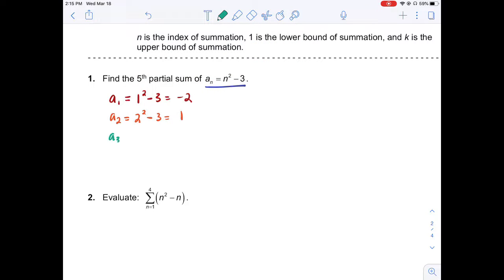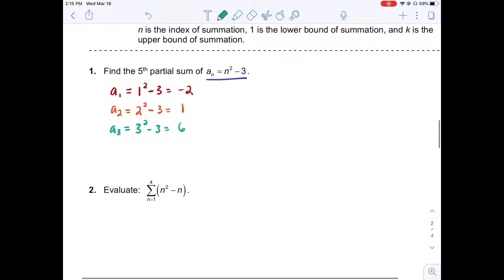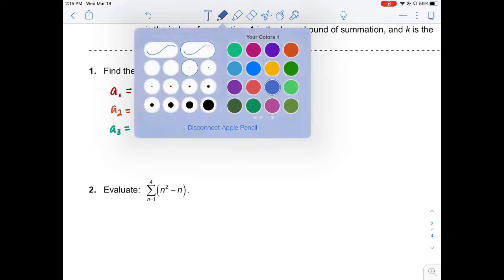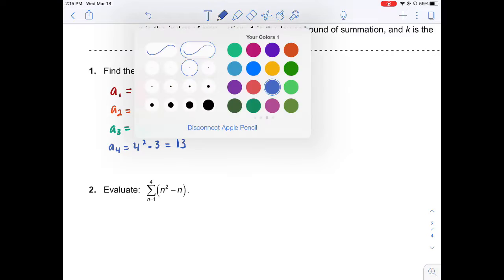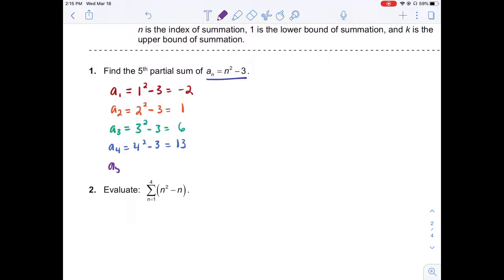Next up, we have the third term, n equals 3, 3 squared minus 3. That gives us 9 minus 3, which is 6. Next up, we have the fourth term, 4 squared minus 3. Hopefully we're catching the pattern. That's 16 minus 3, which is 13. And then lastly, the fifth term, 5 squared minus 3. That's 25 minus 3, which is 22.